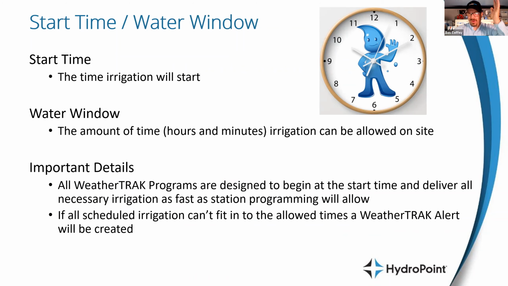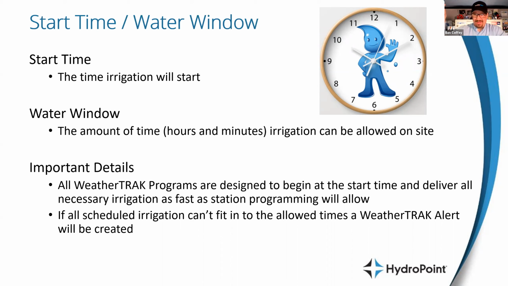And you said no irrigation between, what was it, 7 and 11 or 11 and 7? 11 a.m. to 7 p.m. Yeah, right through the heat of the day. They don't want you throwing as much water into the air as you're throwing into the ground. So they tell you not to water through the heat of the day. And that's the way that we manage that with WeatherTRAK, is defining the start time and water window.